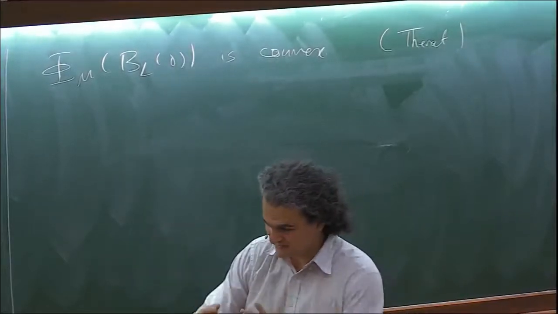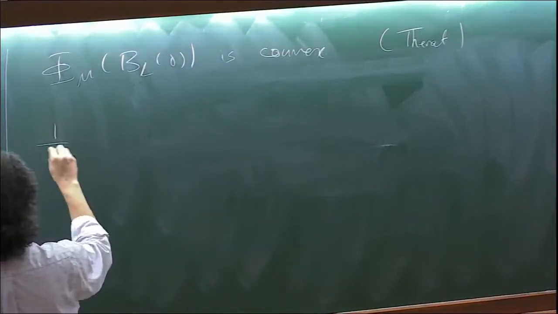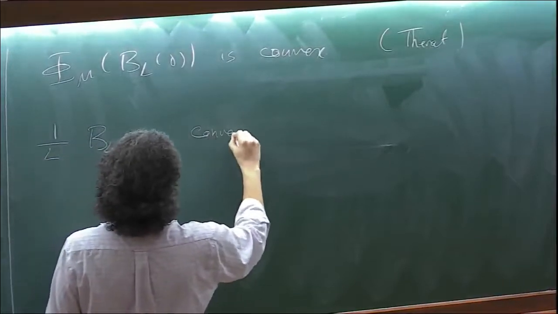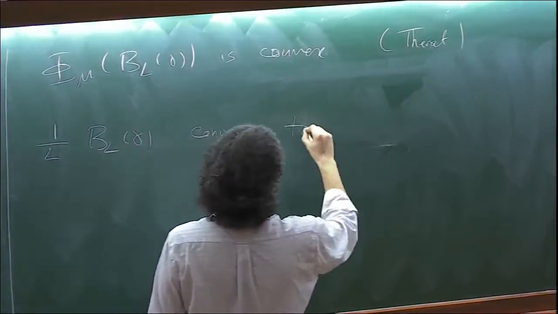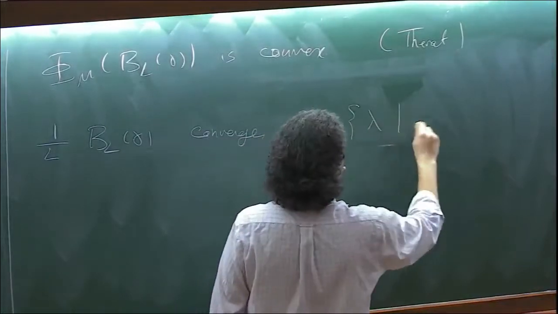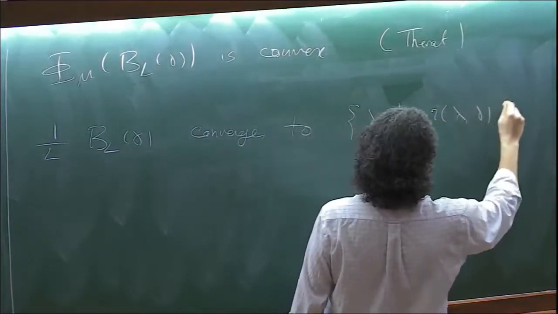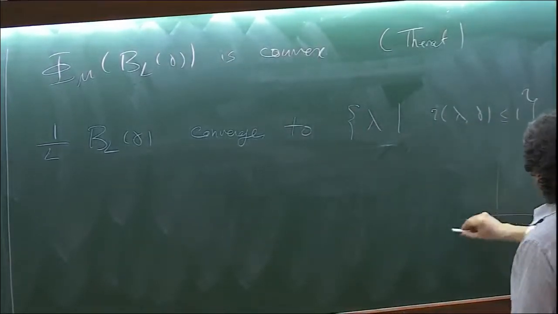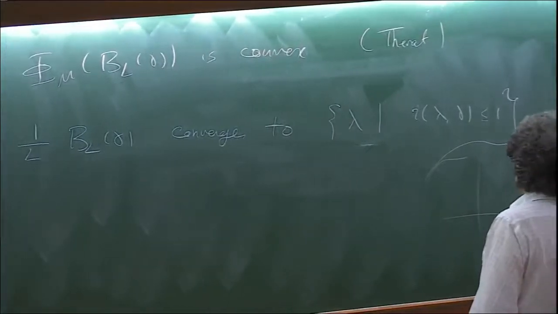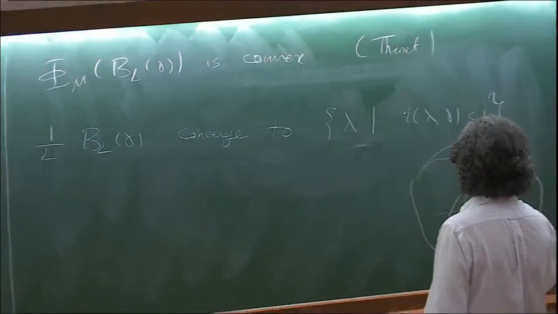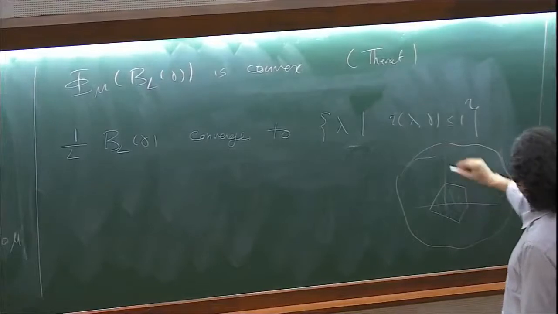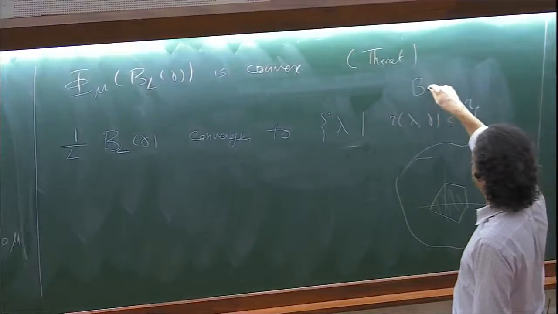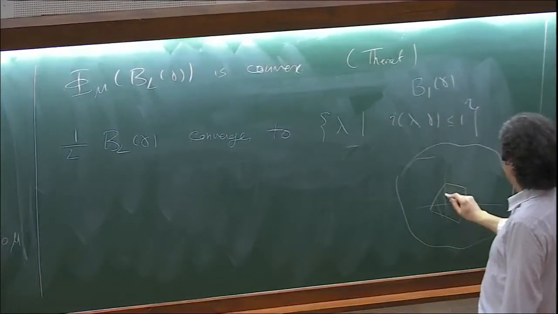So I want to shrink this down. So I want to look at the set 1 over L BL gamma, and I want to say this converges to the set of laminations where the intersection of lambda and gamma is less than or equal to 1. So if I look at ML, this guy is some convex set, but becomes more and more straight. This is the set that is defined here. Maybe I should call this, really, this is B1 of gamma.